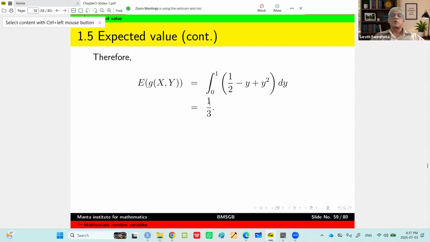Then you get the answer 1 over 3. So the average distance between points x and y, when you are selecting x and y randomly, is going to be 1 over 3.